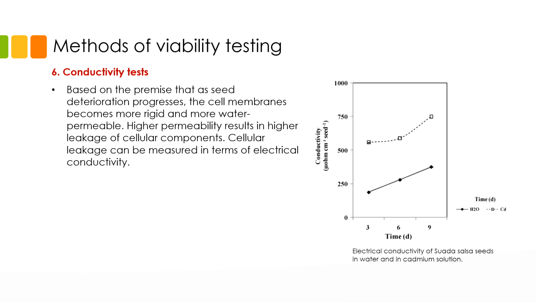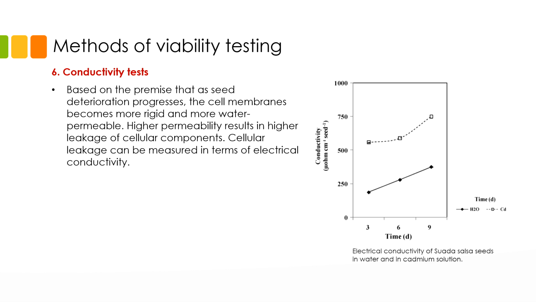The conductivity test is based on the principle that as seed deterioration progresses, cell membranes lose their integrity. Damaged membranes become more rigid and increasingly permeable to water. This higher permeability leads to greater leakage of cellular solutes, such as electrolytes, into the surrounding solution. The extent of this cellular leakage can be quantified by measuring the electrical conductivity of the solution where seeds have been soaked. A higher conductivity reading indicates greater leakage and therefore a lower seed quality or vigor.